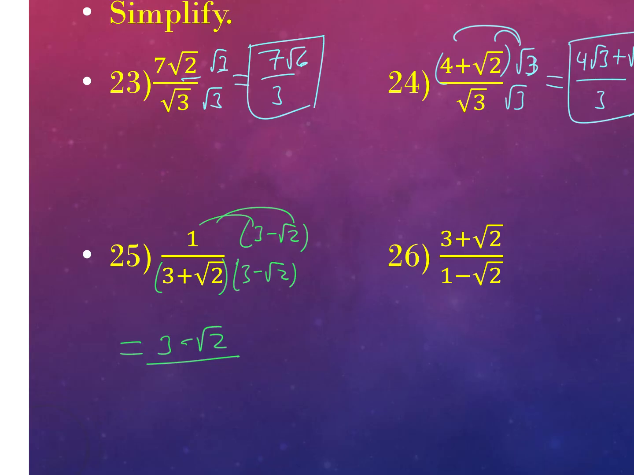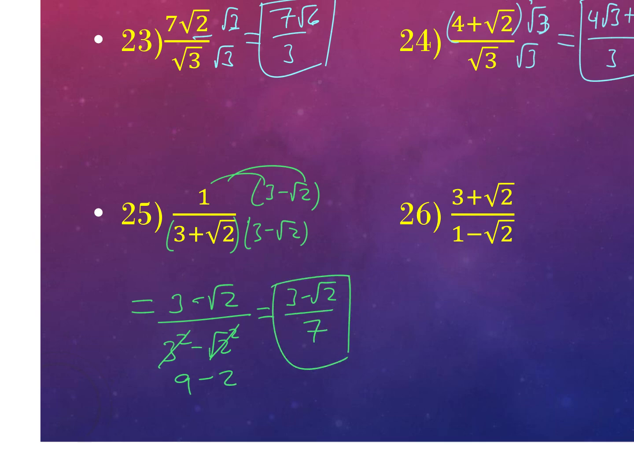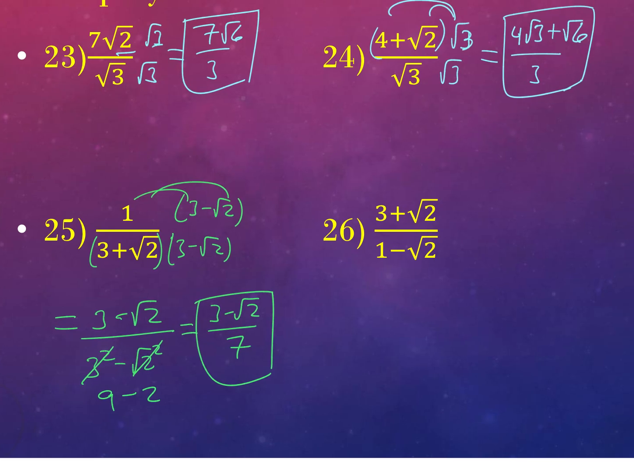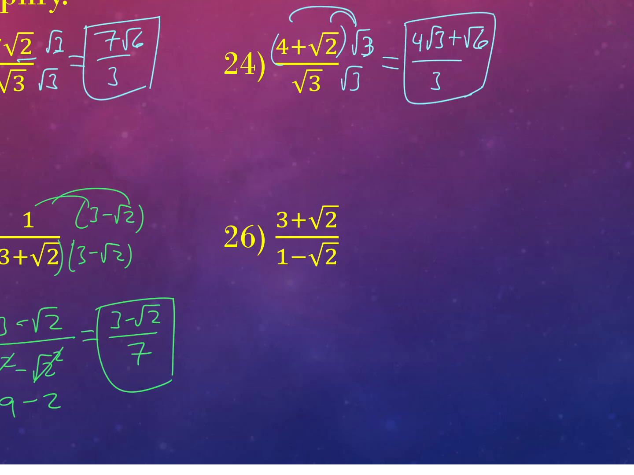And on the bottom, you could FOIL it, but let's see what happens when you use the shortcut. I get 3 squared minus the square root of 2 squared. That's going to get me 9 minus 2, so 7. Gets you the exact same answer, just a little bit shorter. And you can do the same thing with 26. So 1 plus square root of 2 on the bottom, I'm going to multiply with the conjugate 1 plus square root of 2.